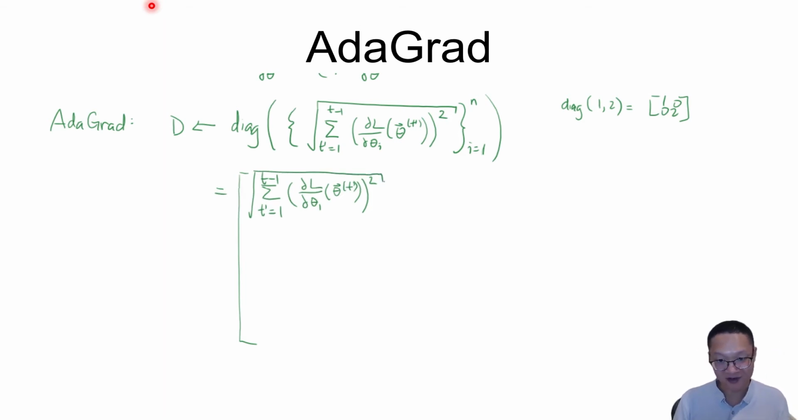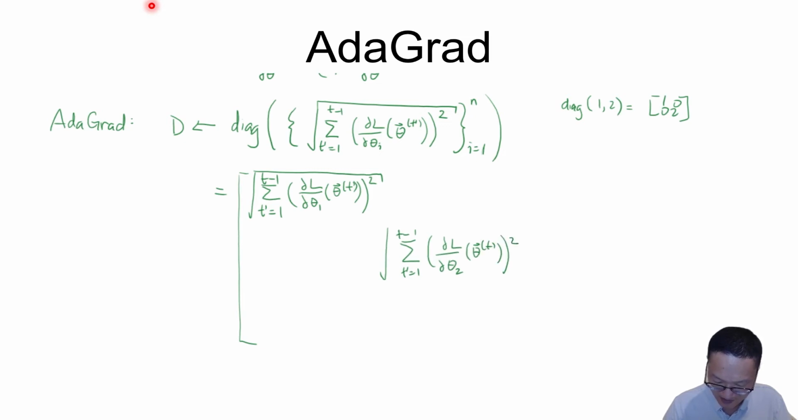We're going to start from the very first iteration. We compute the square of the first component of the gradient at that step, and then add that to the square of the first component of the gradient at the second time step. We keep adding these squared gradient components up to the previous iteration. For the second one, it will be the same thing, except that i is now equal to 2, so everything involves the second component: the partial derivative with respect to theta 2. Then we square this and square root all of that.